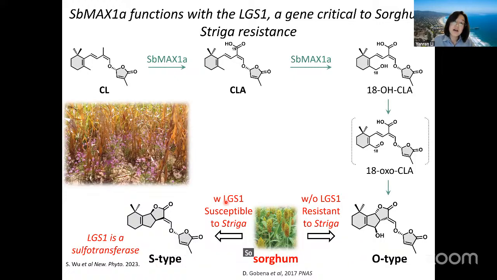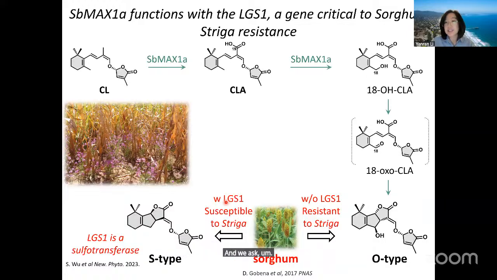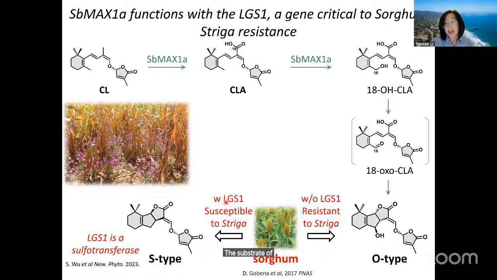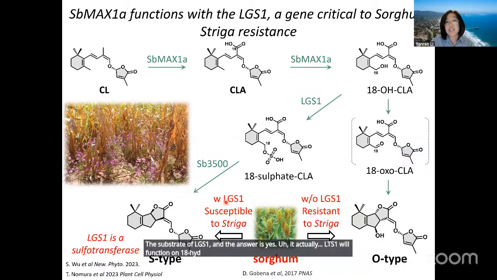So the one thing I want to point out is that 18-hydroxy-CLA under certain acidic conditions can actually be converted into orobanchol spontaneously. And we asked, now that we have this MAX1 variant producing 18-hydroxy-CLA, maybe it is the substrate of LGS1? And the answer is yes. LGS1 will function on 18-hydroxy-CLA, and then with another enzyme, it'll convert into this S-type.